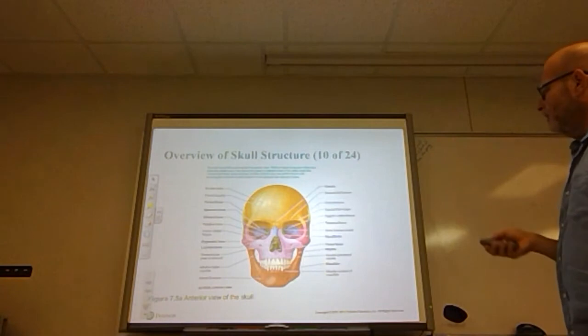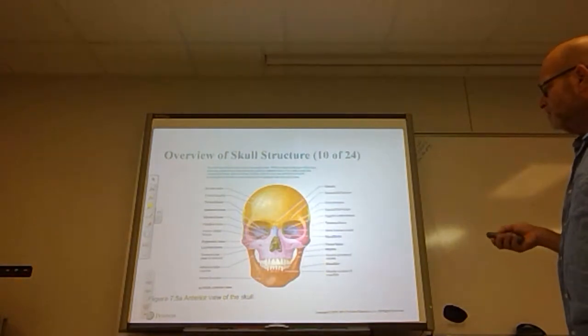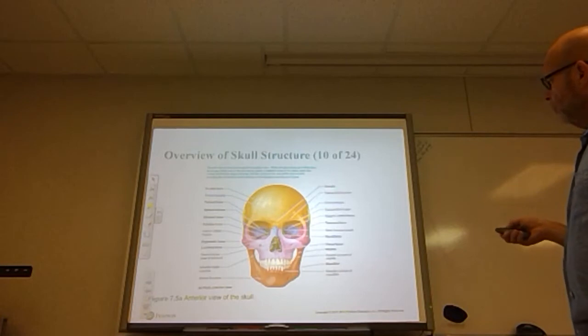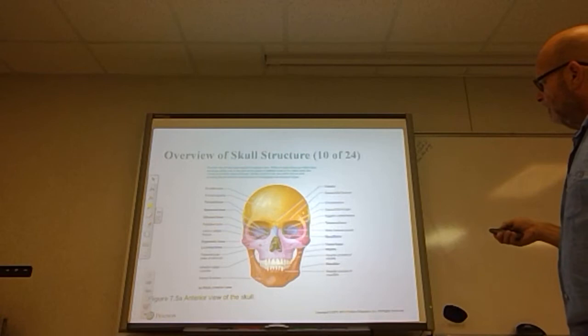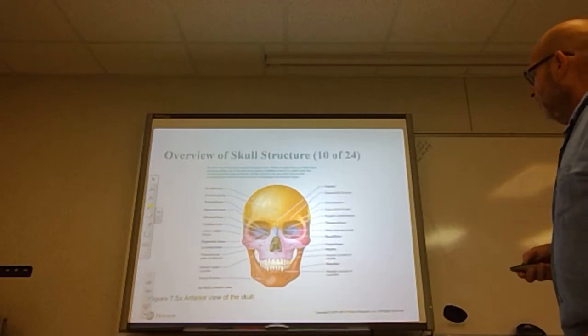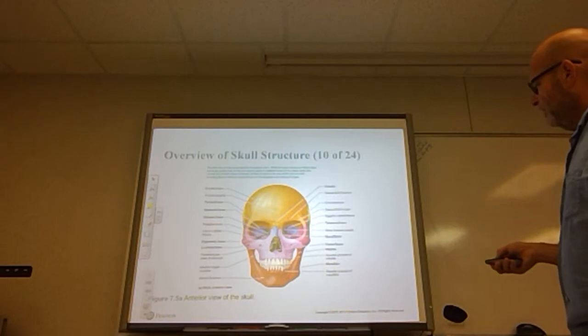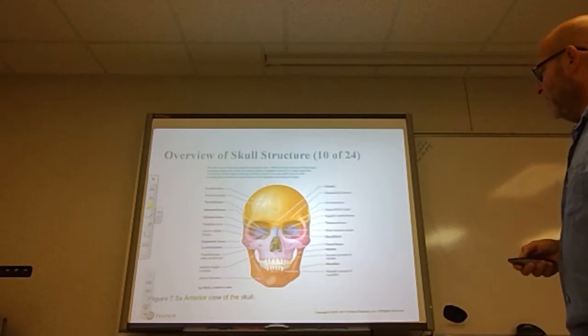Again, just another overview of the skull, showing all of the structures and a few additional ones. Supraorbital foramen, that's where some pretty major blood vessels come out that serve the skin of the face. You have the mental foramen down on the bottom of your chin. Again, nerves of the face come out there.